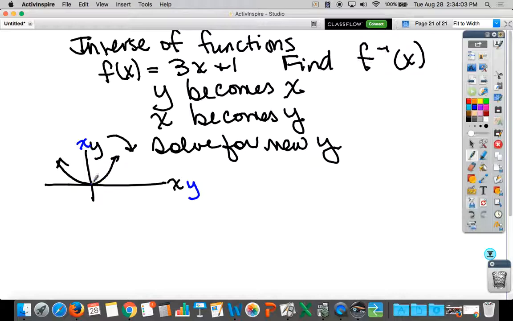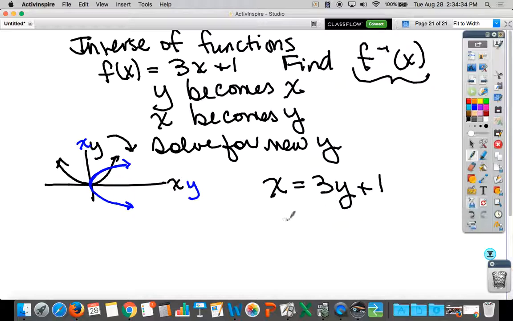And when I rotate this, it looks like that. Okay? So the y becomes x, the x becomes y, and you solve for the new y, which we then always label as that at the end. F of x is y, so y becomes x, x becomes y.